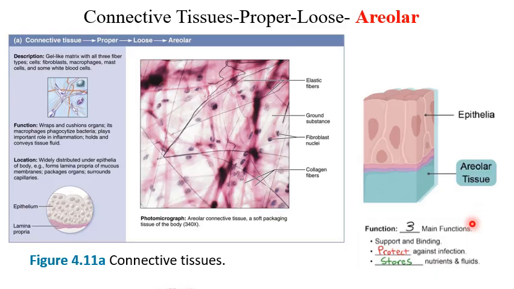Okay. So three main functions of areolar connective tissue is to support and bind, and then to protect against infection. So this is where your white blood cells come in. And at the same time, it's very much filled with liquid, right? You can store here nutrients and fluids that are going to diffuse to the epithelial tissue that is connected to it.